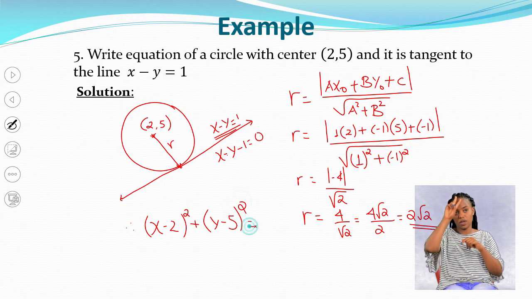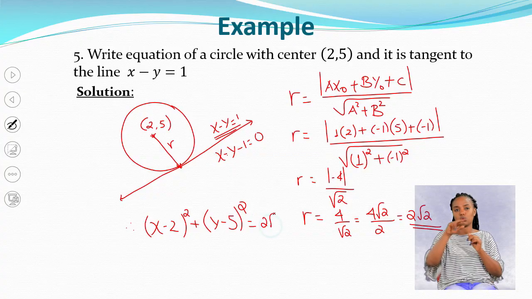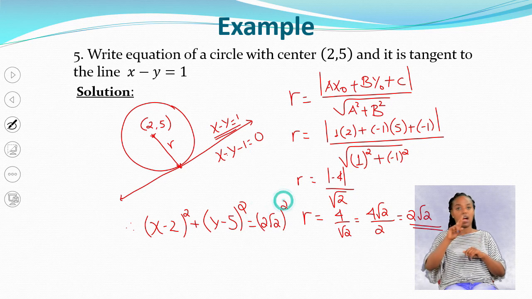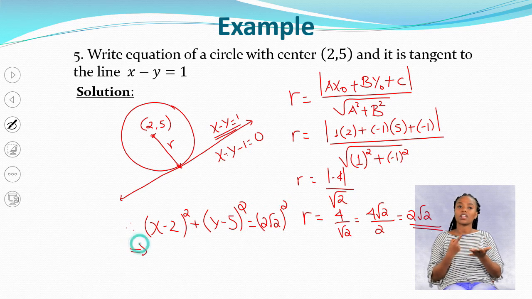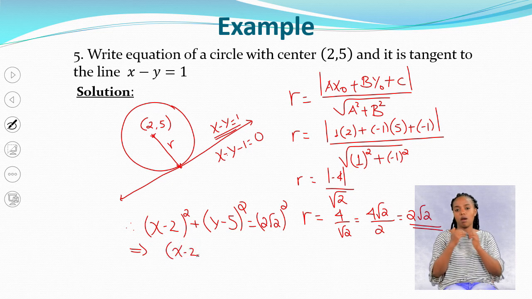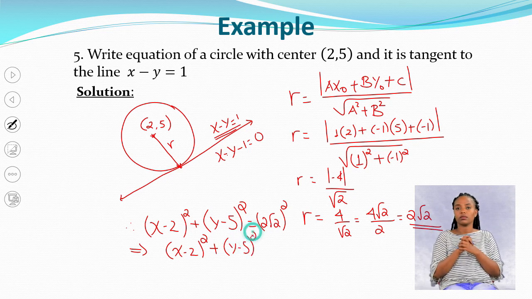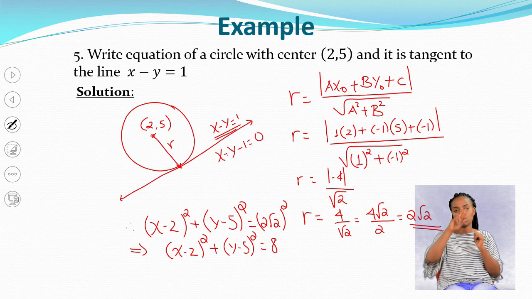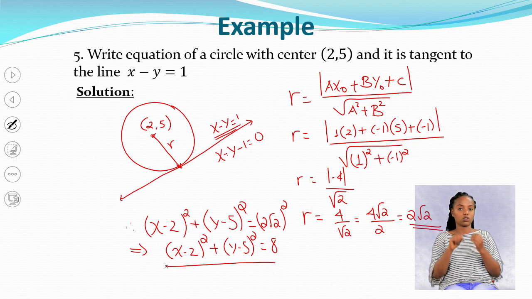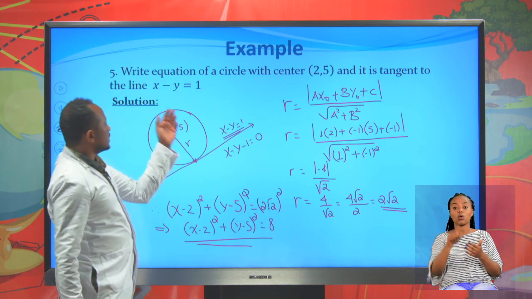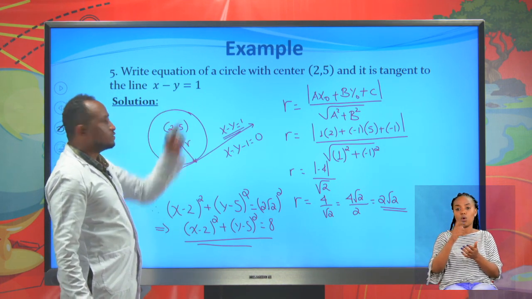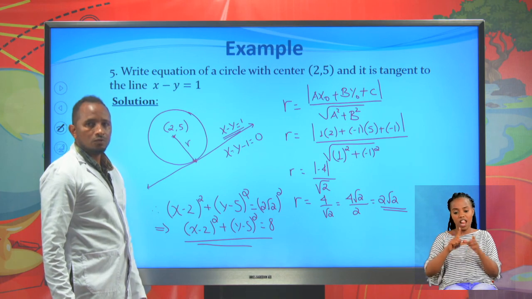The whole squared is equal to 2 root 2 squared, the radius squared. So this is simply x minus 2, the whole squared, plus y minus 5, the whole squared, equals 2 root 2 squared. 2 squared is 4, and 4 times root 2 squared, which is 2, is 8. Therefore, this is the equation of the circle with center (2, 5) and tangent to the line x minus y equals 1.